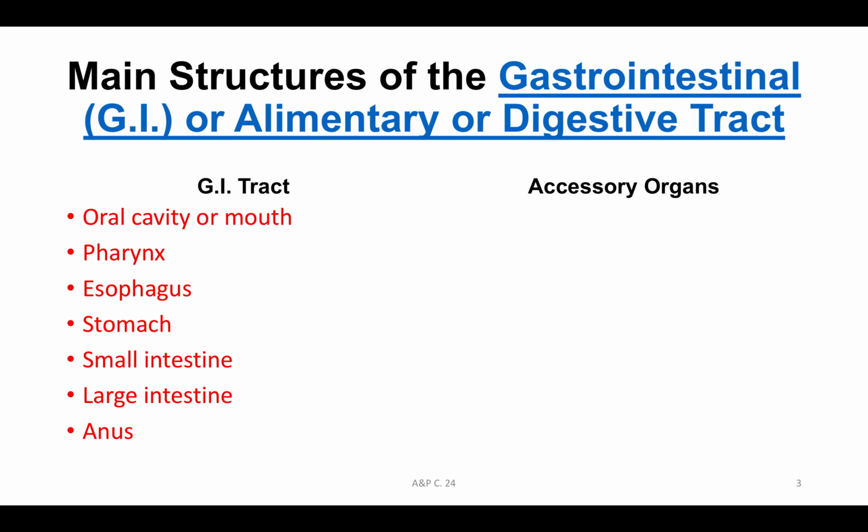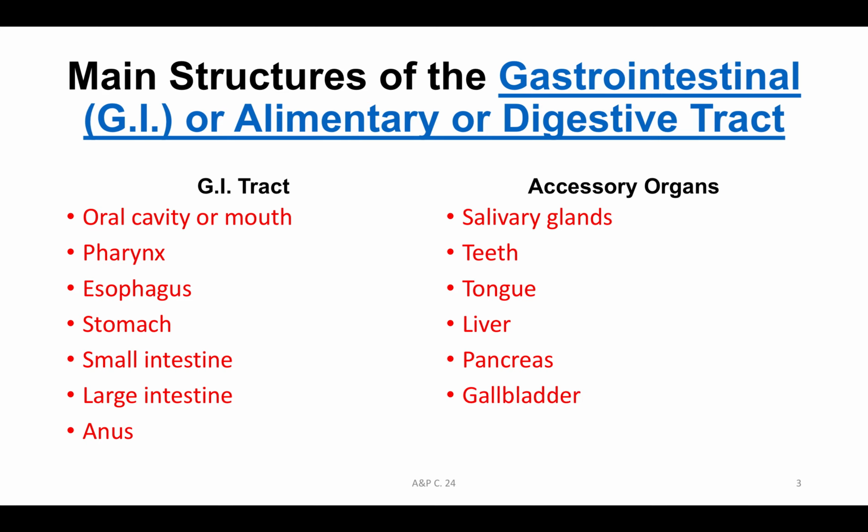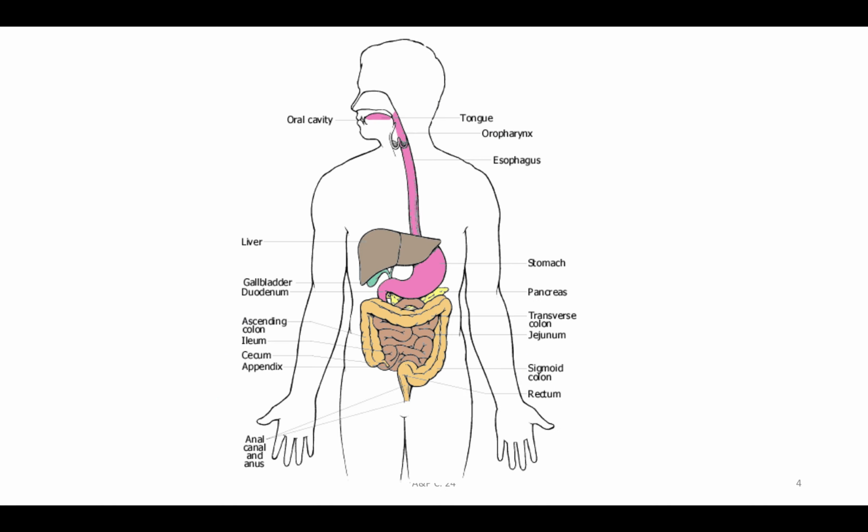So, your GI tract includes your oral cavity, your pharynx, esophagus, stomach, small intestine, large intestine, anus. And then the other division is our accessory organs. Our accessory organs, food never goes to those accessory organs, but they aid in the process of digestion. And those accessory organs are your salivary glands, your teeth, tongue, liver, pancreas, and gallbladder.